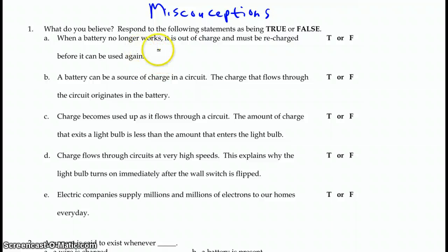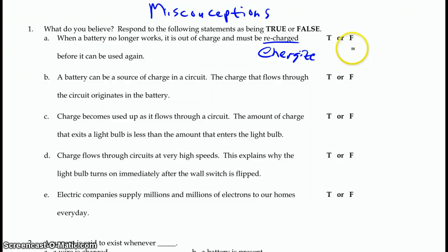Okay, so when a battery no longer works, it's out of charge, it must be recharged before it can be used again. Well, in everyday language, oh sure, I need to recharge my battery. But it's not recharge. Recharge would indicate we need to pump in electrons. That means we would need to pump in stuff. Now, when you charge your cell phone battery, you don't add in more stuff. It's not recharge, it's re-energize.